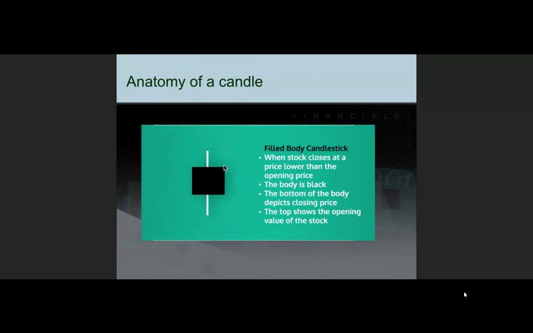Now, a filled body is the same thing, but the opposite, right? The filled body is going to tell us when our close is lower than the opening price. The body will be black, sometimes it is red. And once again, now the top is going to be our opening price and the bottom is going to be our closing. These are things that you really want to know with your broker. When you're looking at these candlestick patterns, without even taking into account the specific prices, the question is: is this momentum positive or negative?